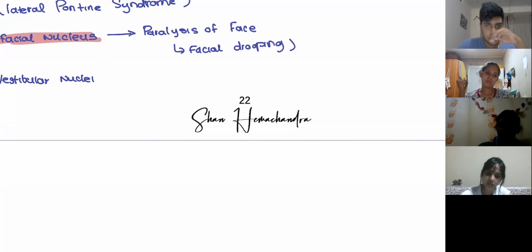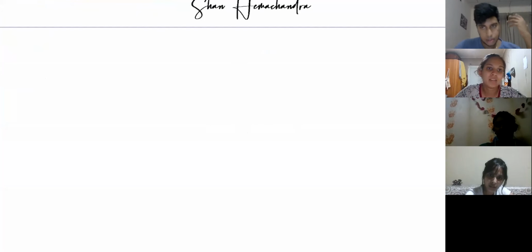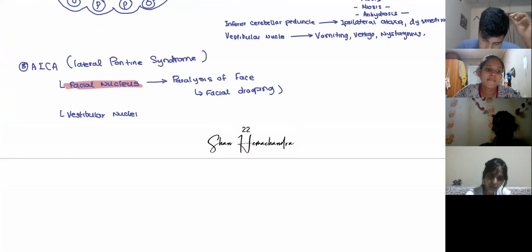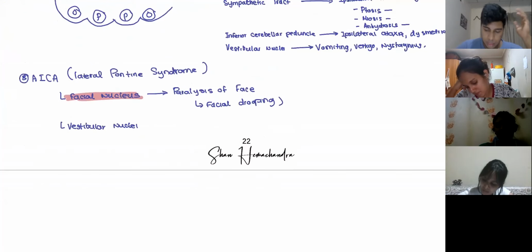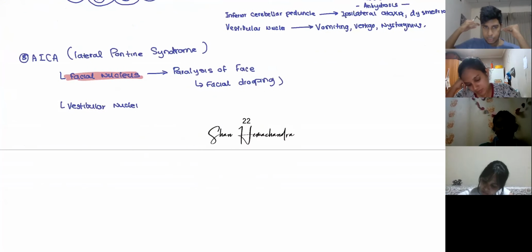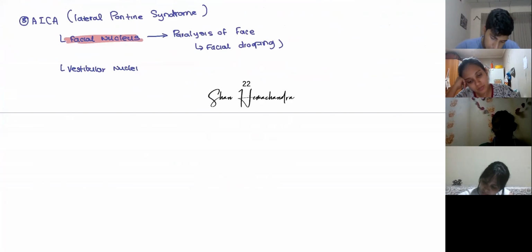What is the function of the vestibular nuclei? Balance. So basically, when that is affected, it leads to symptoms like vertigo, nystagmus, and when there's no proper balance, it can cause you to vomit. Remember, nausea, one of the causes is something to do with your ear.